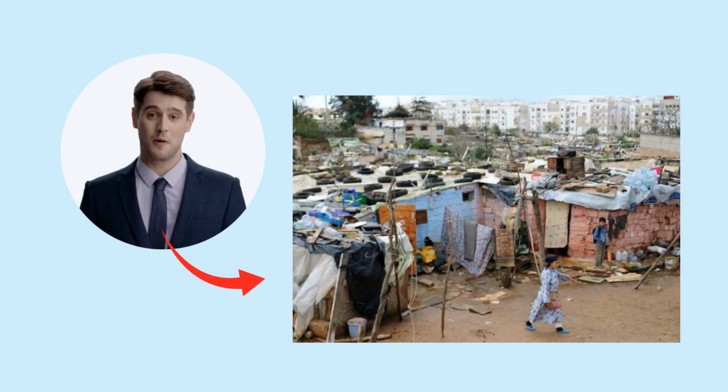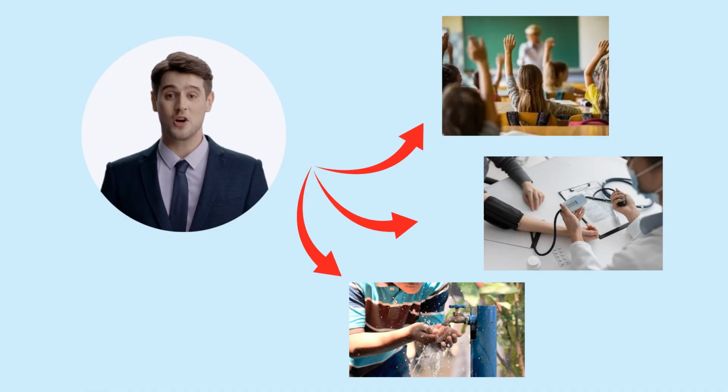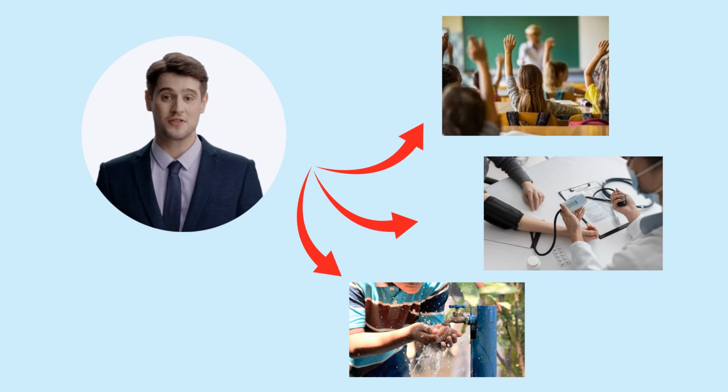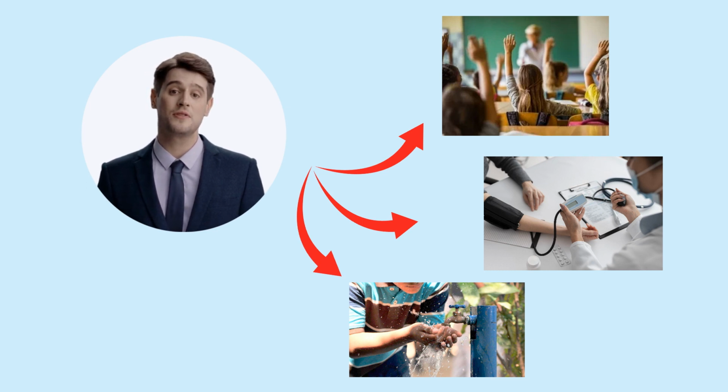For example, combating extreme poverty is all well and good. But it would be more effective to start with access to education, access to primary health care, and access to safe drinking water. Rather, it is about solving specific problems that have an impact on the global context.